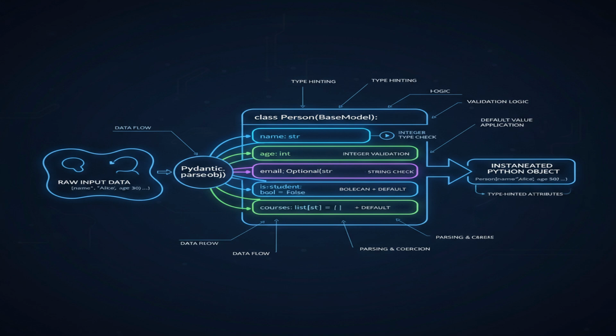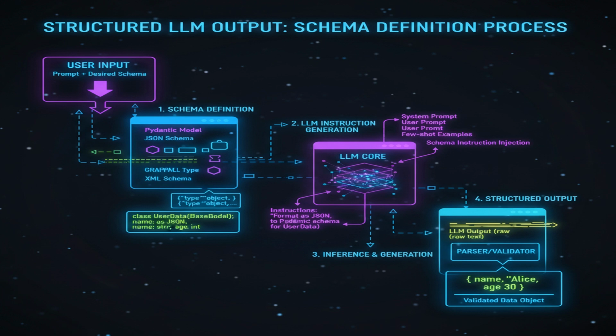Let's look at a practical example. Suppose we want to extract a person's name and age from an LLM response. We can define a Pydantic class called Person with fields for name, string, and age, integer. We can add validation to make sure the age is a valid number, say between 0 and 120. LangChain will then use this schema to automatically parse the LLM's output and return a Person object with the extracted information, ready for use in your code.